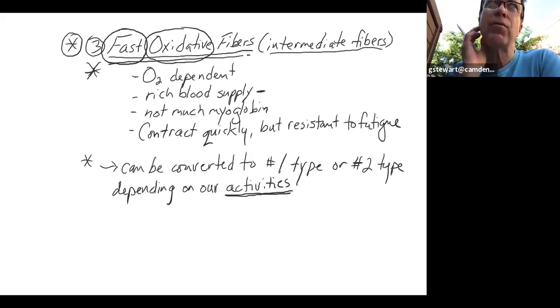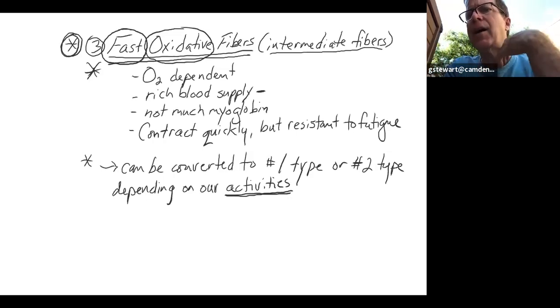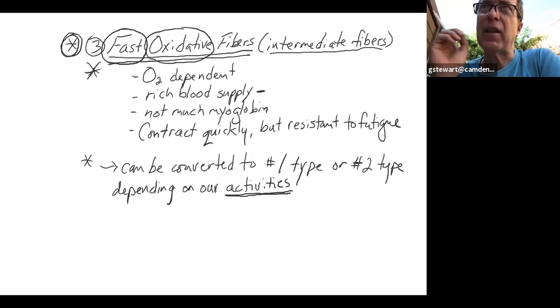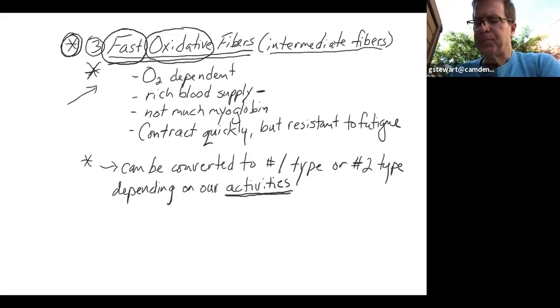Likewise, let's say now you change your mind and you want to become a power weightlifter or even a sprinter, where you need a lot more fast glycolytic fibers. Once again, you start training to be a power athlete. These number 3s, these fast oxidative intermediate fibers, can be recruited and converted to fast glycolytic fibers. And then if you stop that activity, they revert back to their original state.